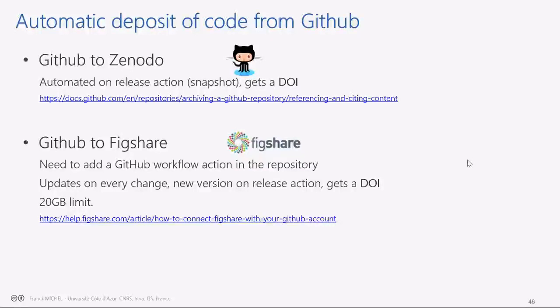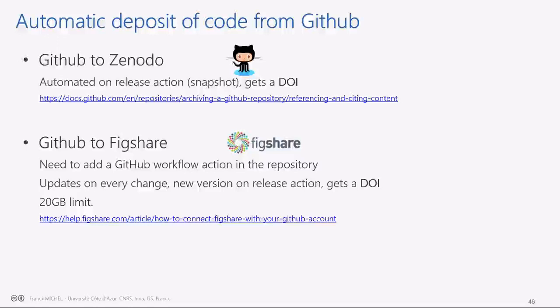Know that there is a way to configure your GitHub repository to do an automatic deposit of your code on Zenodo and Figshare. In the case of Zenodo, that's pretty easy. You just log into Zenodo with your GitHub credentials, and then you have the list of your repositories, and you just activate the deposit for the ones that you want to store. And basically, whenever you make a new release on your GitHub repository, it will store a snapshot of that on Zenodo and assign a new DOI to that. It's as simple as that. And really, that's super easy.